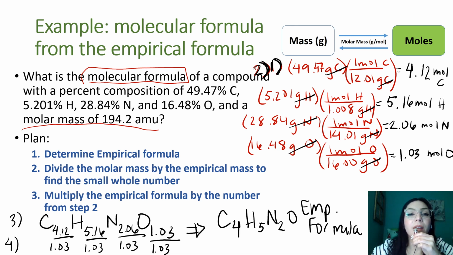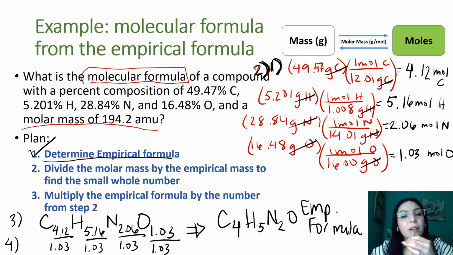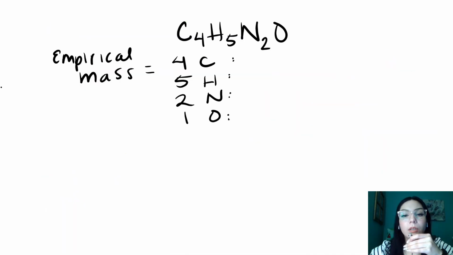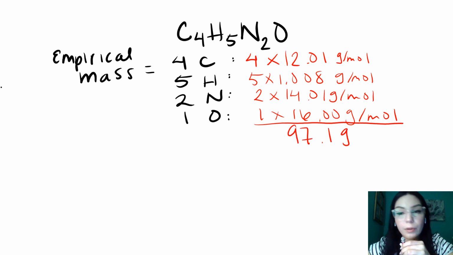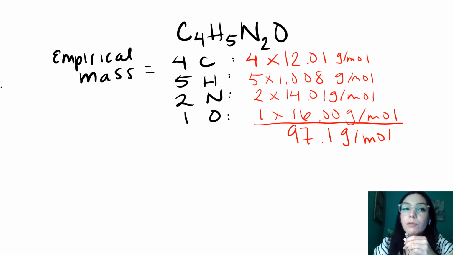Now, they're asking for the molecular formula. So we got this out of the way, determined the empirical formula, and then we need to divide the molar mass by the empirical mass. So first we need to find the empirical mass and then divide that into here. Here we have our empirical mass set up. It's going to be whatever the value is times the mass that you see on the periodic table. I'm going to go ahead and write this out and then add it all together. You should get 97.1 for your mass. So this is our empirical formula mass.